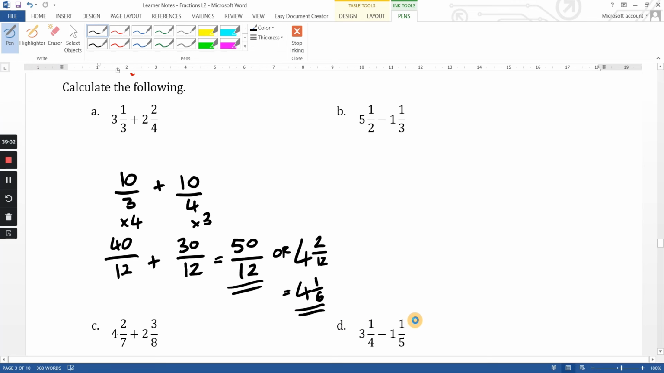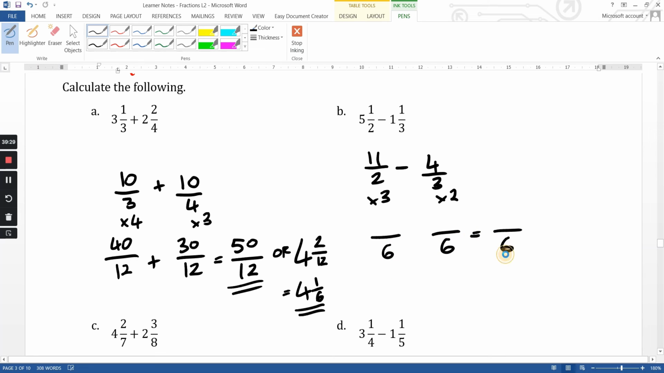Yep, so a couple of answers for that one. Part B, again, I'm going to change it to an improper fraction. So that's going to be 11 over 2. That's going to be 4 over 3. Okay, let's times this by 3, times this one by 2. So it's going to be out of 6.